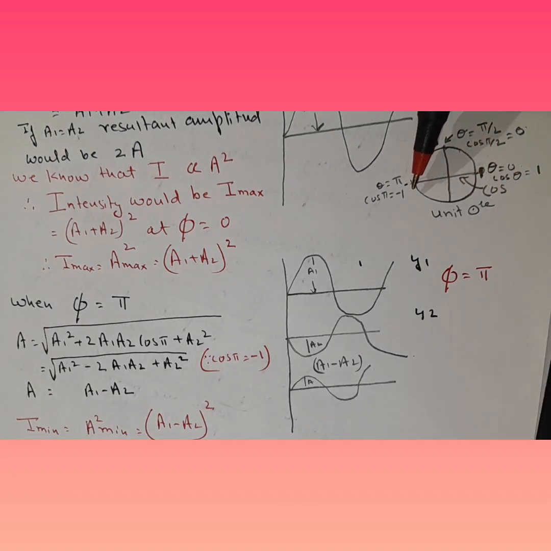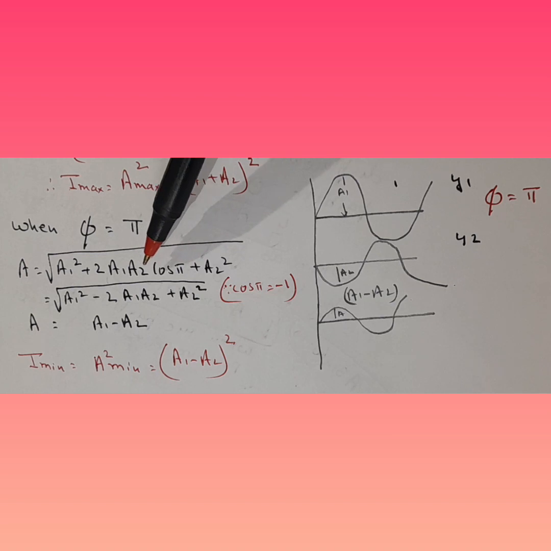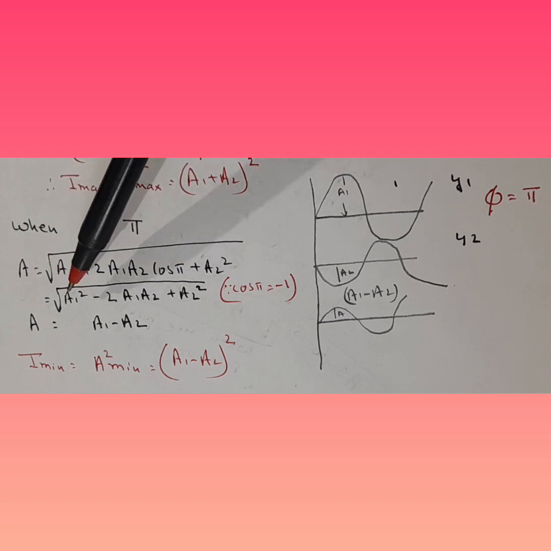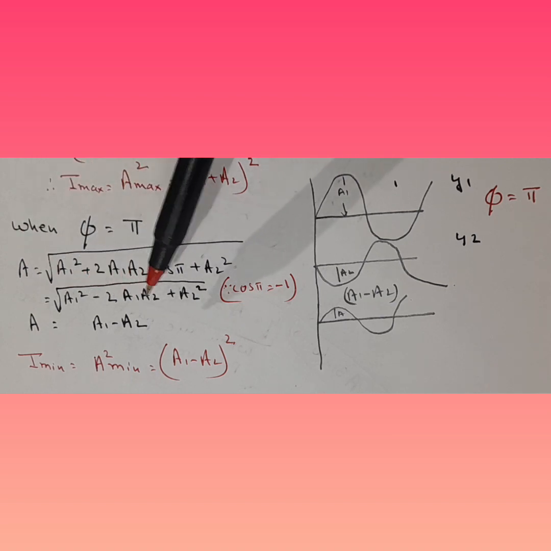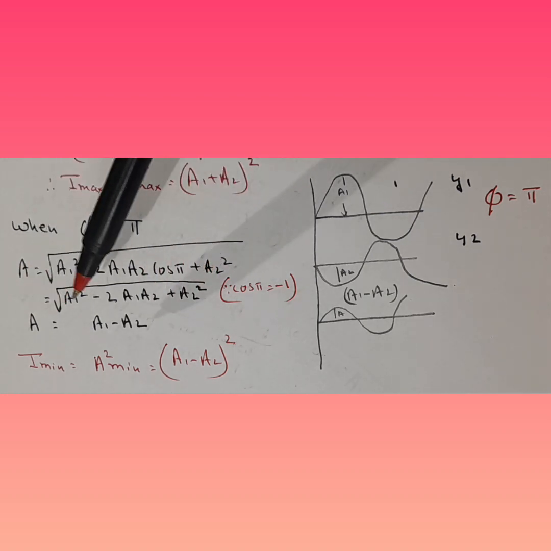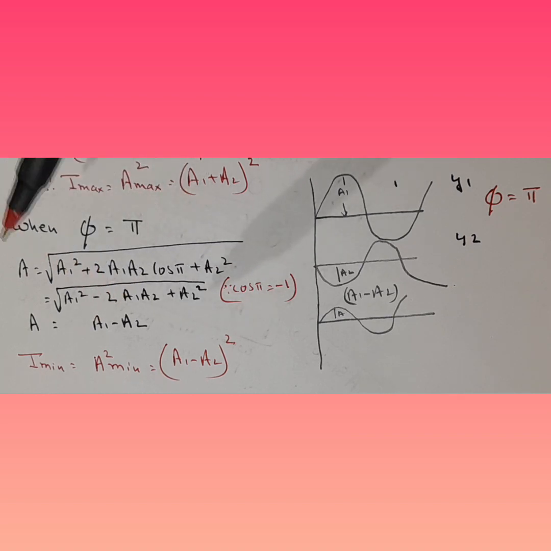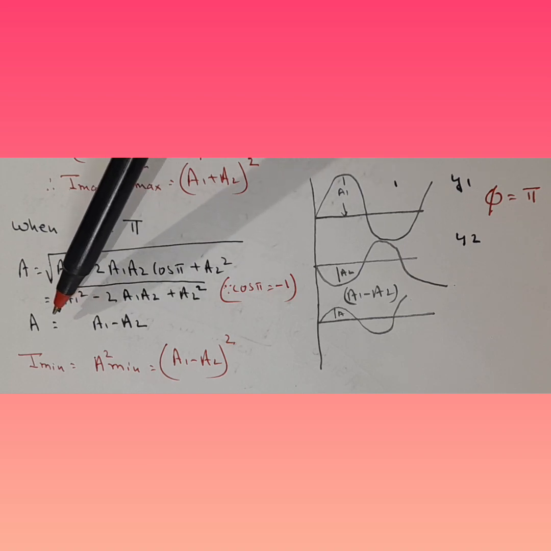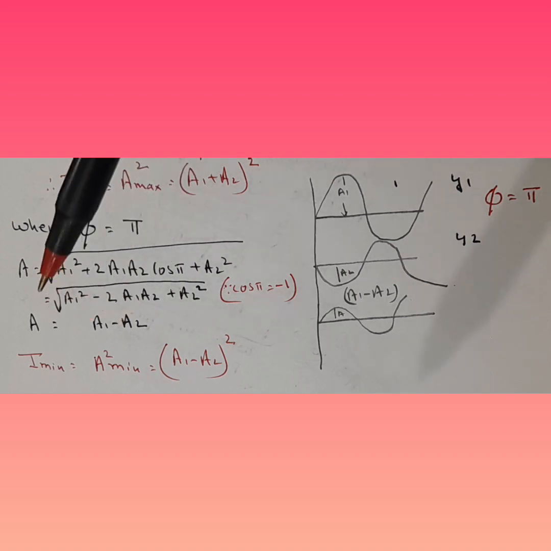So the angle is pi. If the angle is pi, the x-axis is cos, so the value of cos over here is -1. So instead of cos pi, we put in -1. So the formula becomes the root of a1 square minus 2 a1 a2 plus a2 square. Alright. So it is a1 minus a2 the whole square. The square root goes away, so we have here A equal to a1 minus a2.